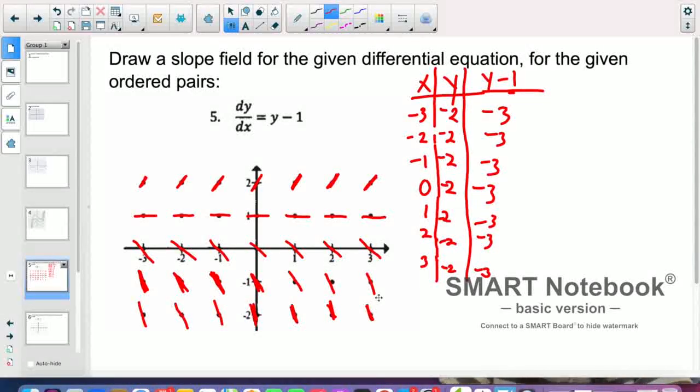And also, we're drawing them on a computer. So it's a lot harder to draw things like this on a computer than it is to just do it on paper. Just be real careful when you're drawing. So there's the first slope field.